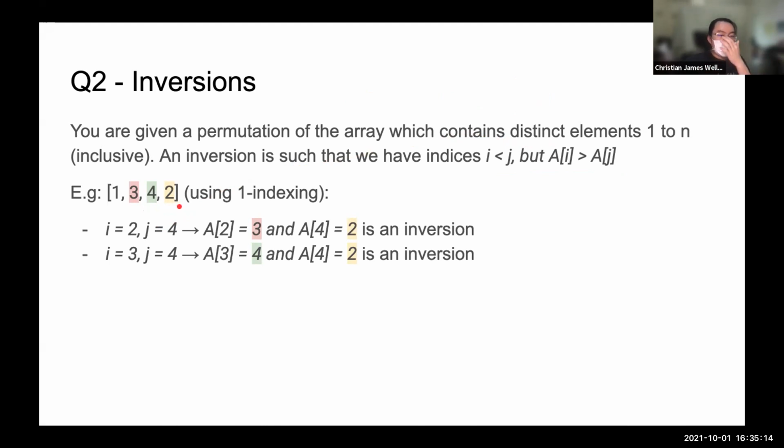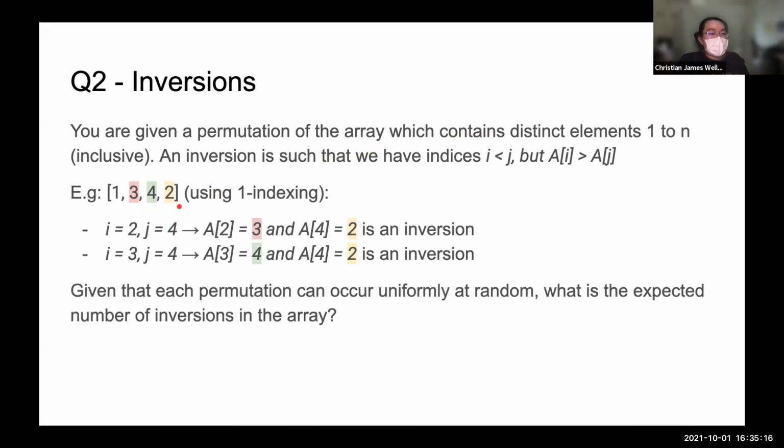Okay, right. So the question is that if you are given a permutation that occurs uniformly at random, so all n factorial permutations of these arrays can occur uniformly at random, what is the expected number of inversions you can see in the array? How many total number of inversions might there be?